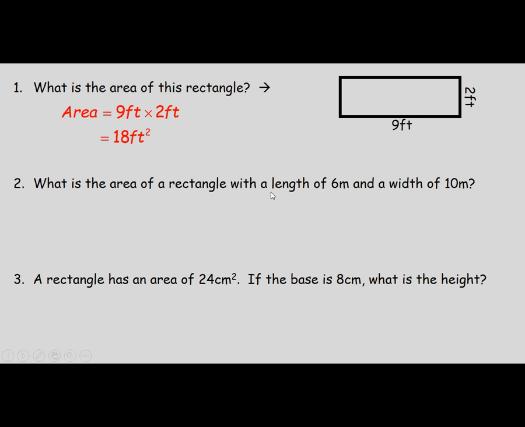Problem number 2, no picture. What's the area of a rectangle if the length is 6 and the width is 10? It's still easy. We're just going to plug it into the formula. It's just going to be 6 times 10, and we're going to get 60 square meters in this case.